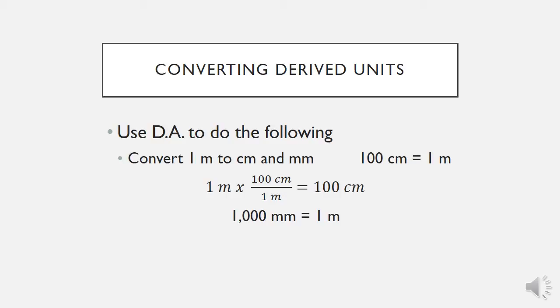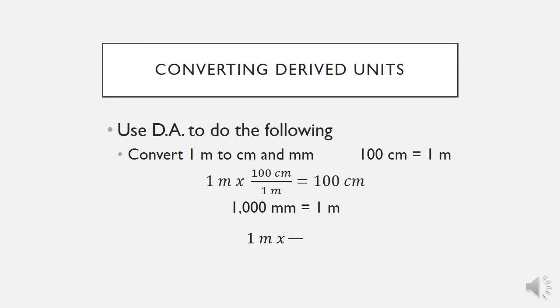If I do this one, I should know that 1,000 millimeters is equal to 1 meter. You might have 1 millimeter is 10 to the negative third meters. That's also fine. So I'm going to start again the same. So I start with 1 meter times a fraction bar. I want meters to cancel, so I'm going to put 1 meter on the bottom. I want to get millimeters at the end, so I'm going to put 1,000 millimeters on top. Plug that in the calculator, I get 1,000 millimeters at the end. So that's the simple dimensional analysis way for fundamental units.